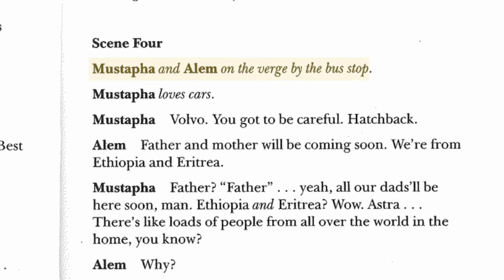Scene 4, it's on page 41, right at the beginning of the scene. It says, Mustafa and Alem are on the verge by the bus stop. Mustafa loves cars. We know they're by a bus stop, so it's kind of going to be a busy road. They're on the verge. I'd anticipate this is kind of afternoon. I've got a bit of an idea of the surrounding sounds.